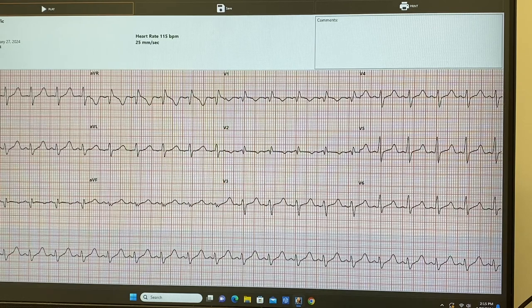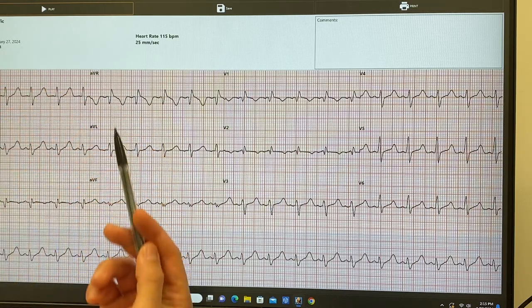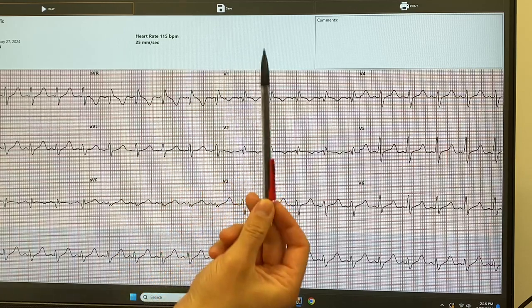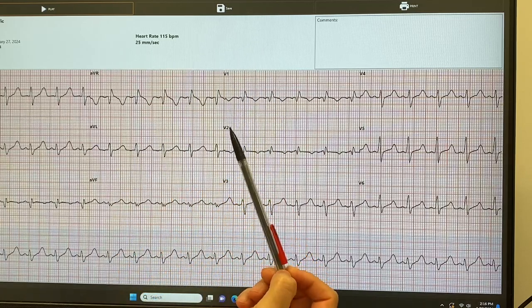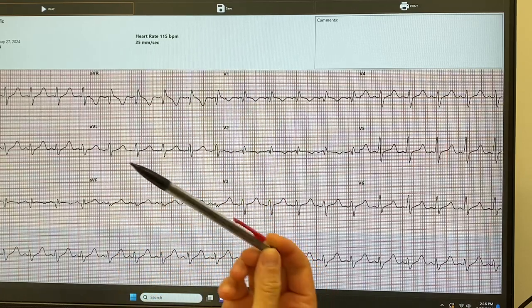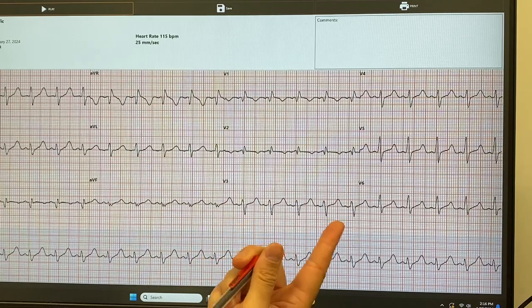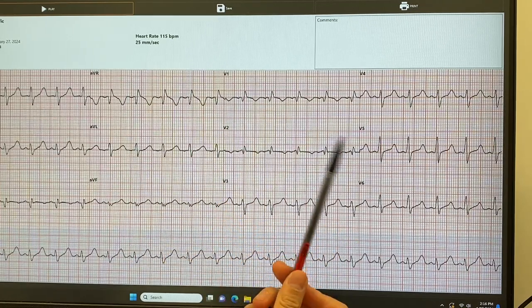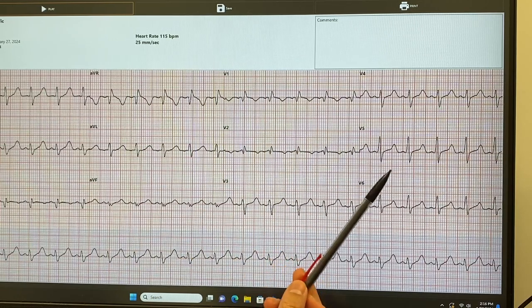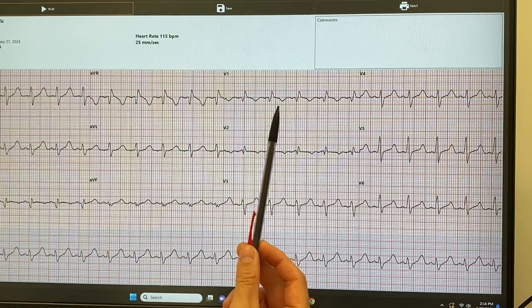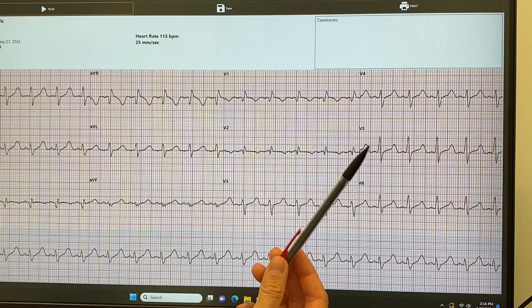I want you to look at the precordial leads and tell me what else you might see that is different. Precordial. Where's precordial? V1, V2, V3, and V4, up to V6. All the V's is precordial. Okay, tell me something that you see that is different.